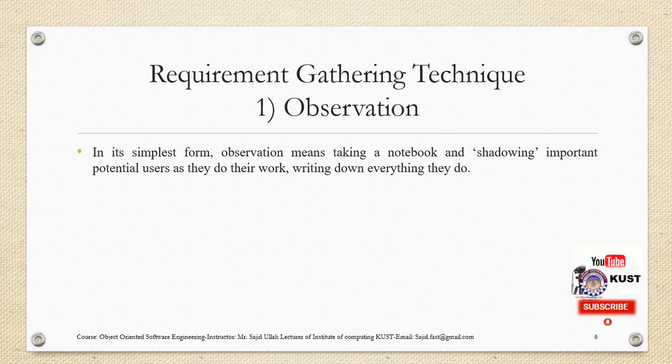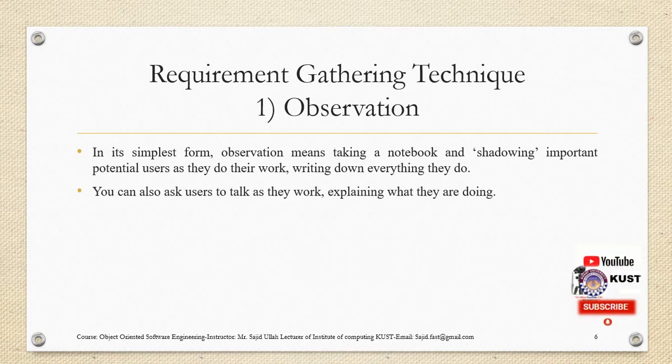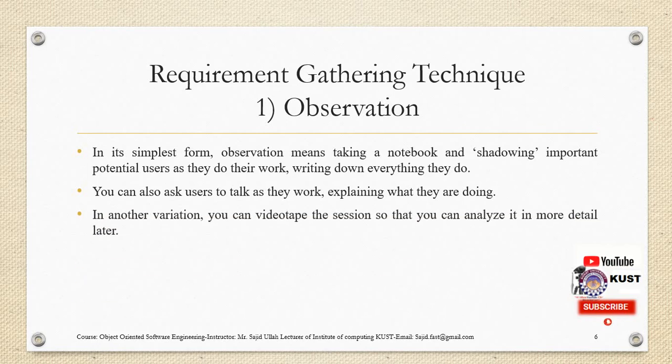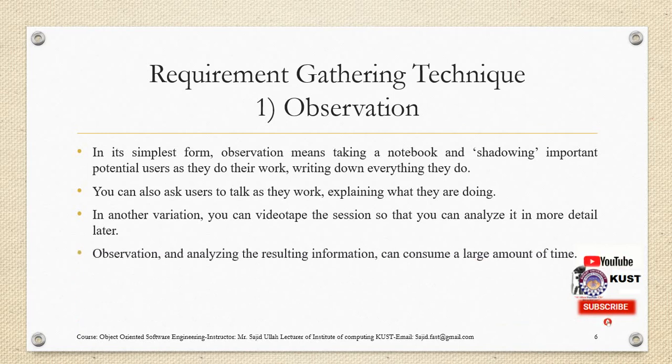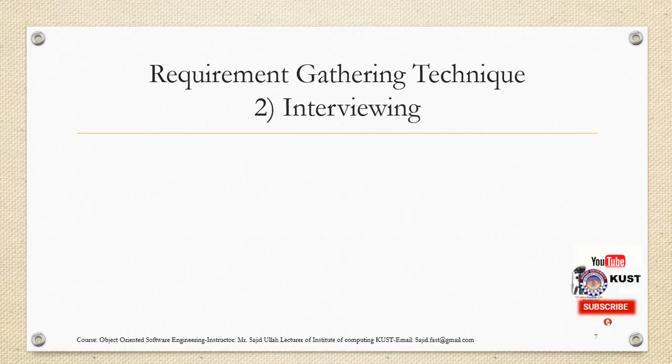In its simplest form, observation means taking a notebook and observing important potential users as they do their work, writing down everything they do. You can also ask the user to talk as they work, explaining what they are doing. In other variations, you can videotape the session so that you can analyze it in more detail later. Observation and analyzing the resulting information can consume a large amount of time. Therefore, it's best done only for the development of large systems where the potential users will be performing complex tasks.